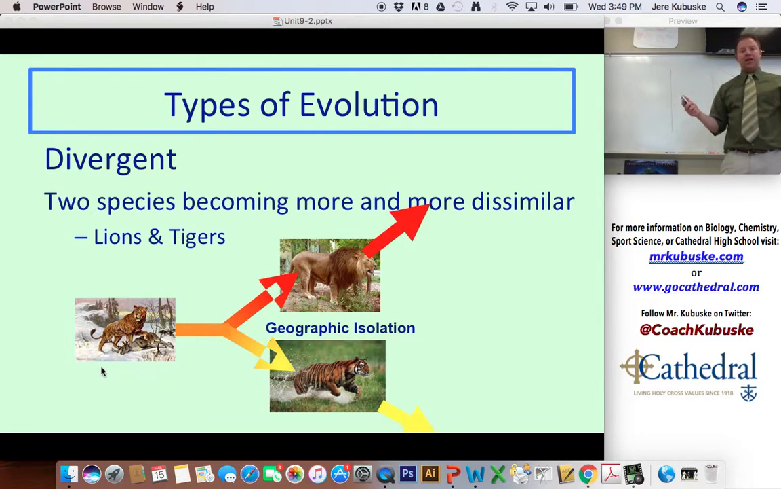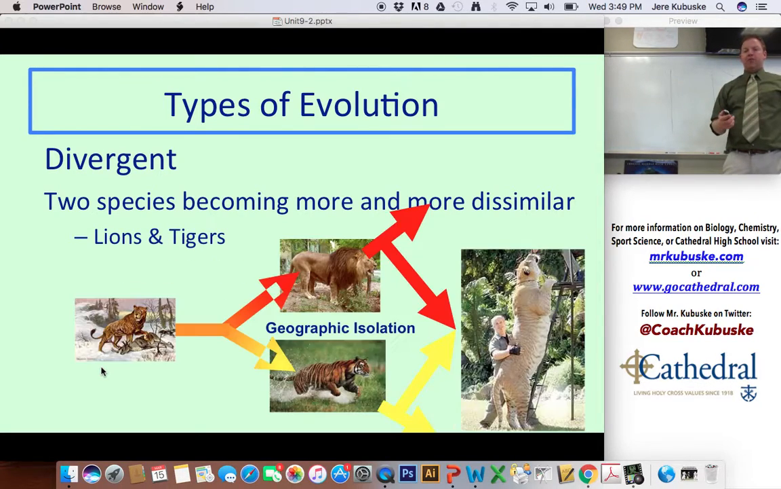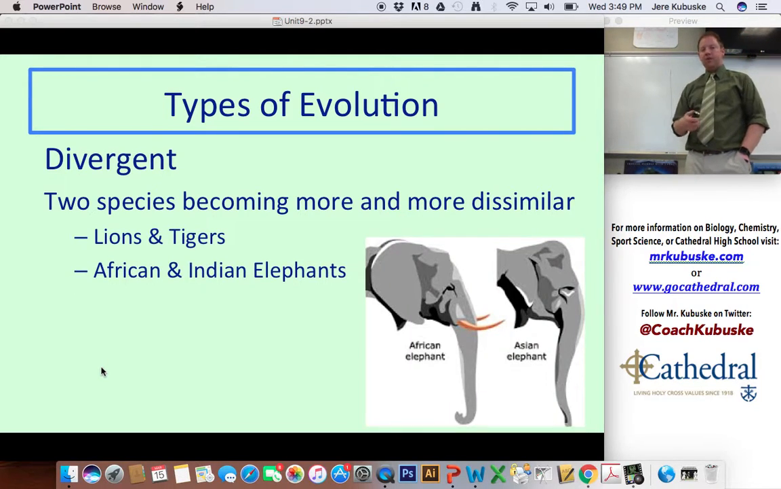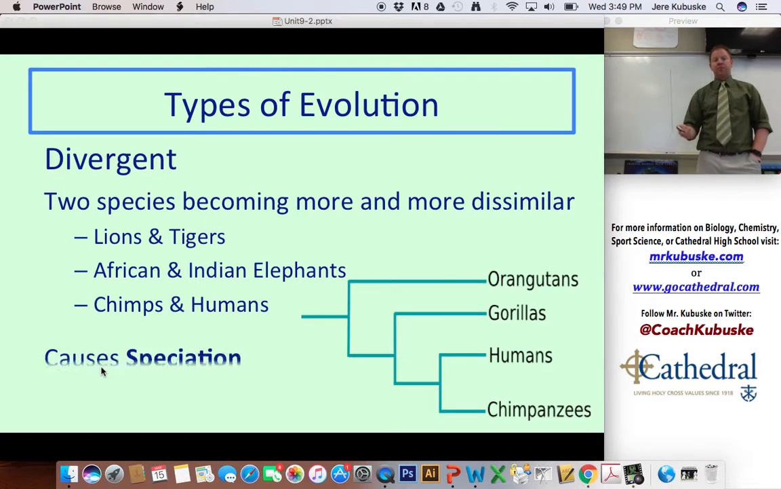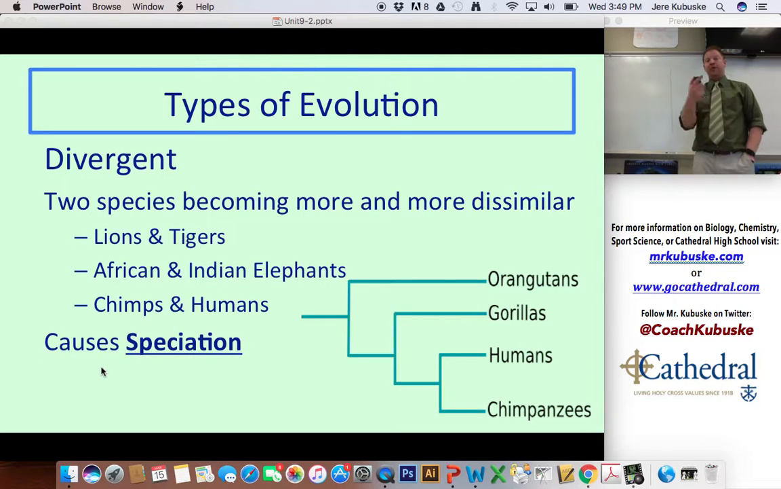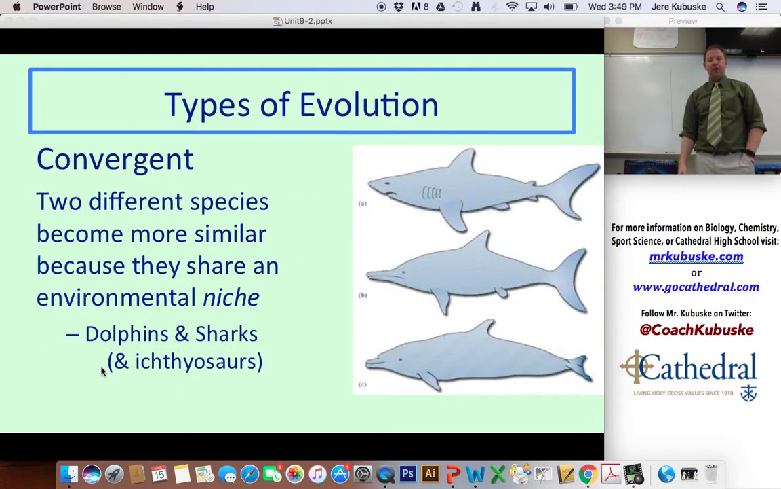They can technically still reproduce together and create that liger, but since the liger can't reproduce, then we consider them two different species. We see this in African and Indian elephants. Look very similar now. Over a couple hundred or thousands of years, they'll get more and more dissimilar. Chimps and humans, another good example. But anyways, this is what causes speciation.